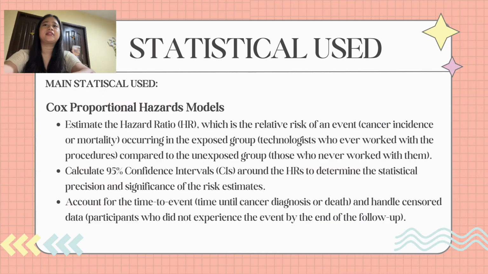Moving on to the statistical tools used. The main statistical tool was the Cox proportional hazards model, which is ideal for analyzing time to event outcomes. It estimates the hazard ratio to show how much higher the risk of cancer is for technologists who perform fluoroscopically guided procedures compared to those who did not, and provides 95% confidence intervals for precision. The model accounts for differences in follow-up time, handles censored data, and allows adjustment for covariates, also providing clear, interpretable risk estimates over time.